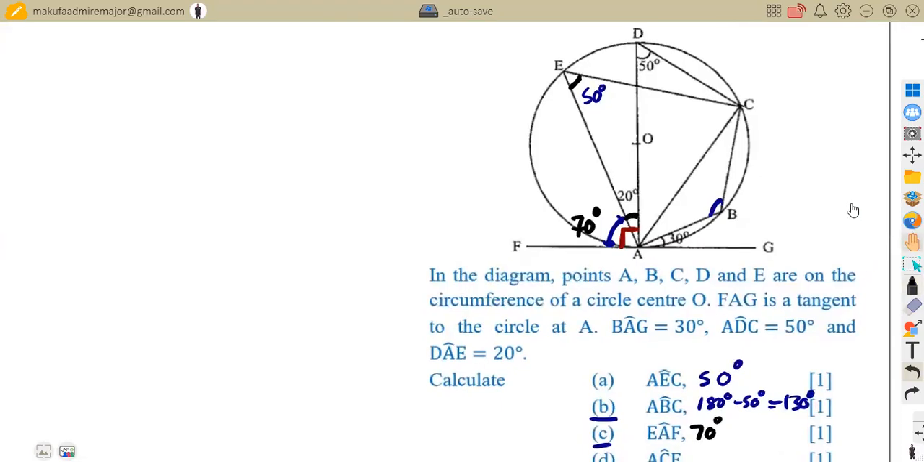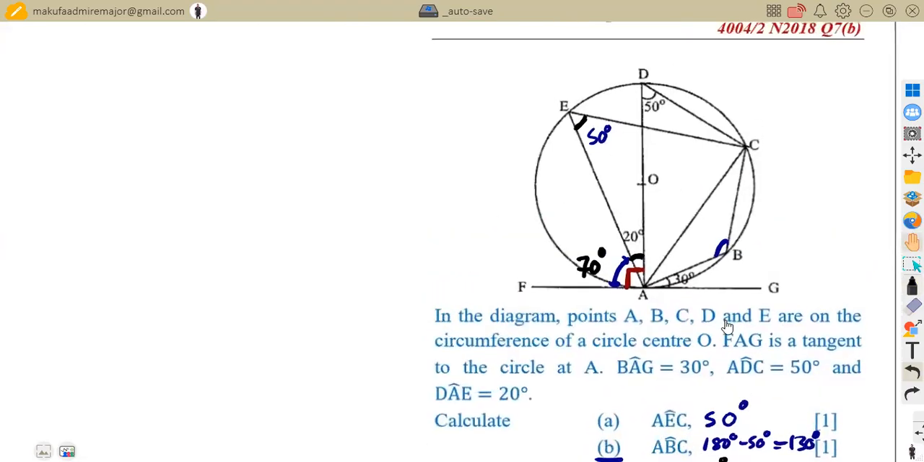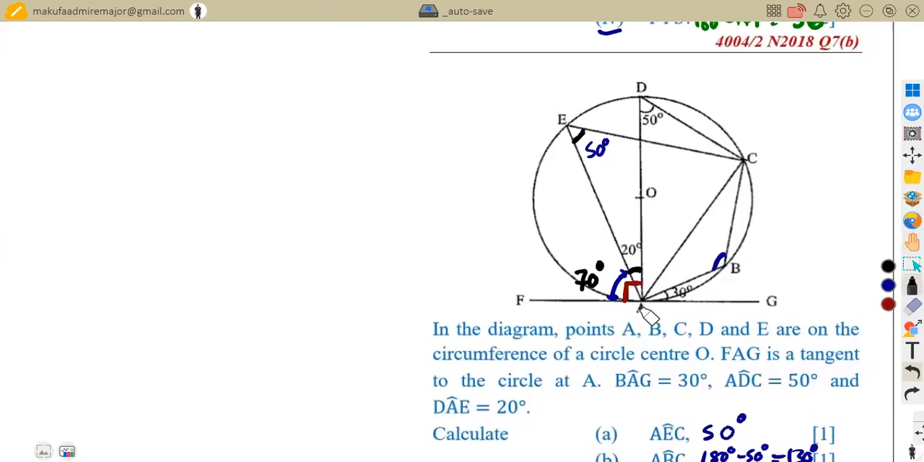All right, so no. This is ACE, not A. All right, ACE, that is from A to C to E. That is this angle here. How are we going to obtain this angle?